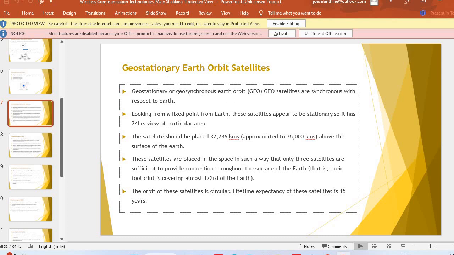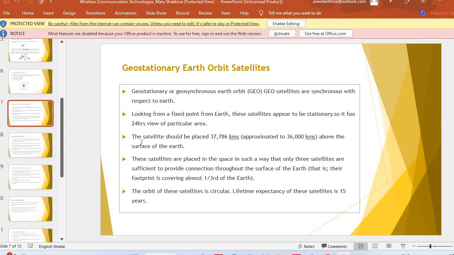First, let's see geostationary Earth orbit satellites. Geostationary Earth orbit satellites are synchronous with respect to Earth. That is, they rotate with the same speed as Earth. Looking from a fixed point on Earth, these satellites appear to be stationary. So it has a 24-hour view of a particular area. That is, the satellite in the geostationary orbit can be viewed for 24 hours.